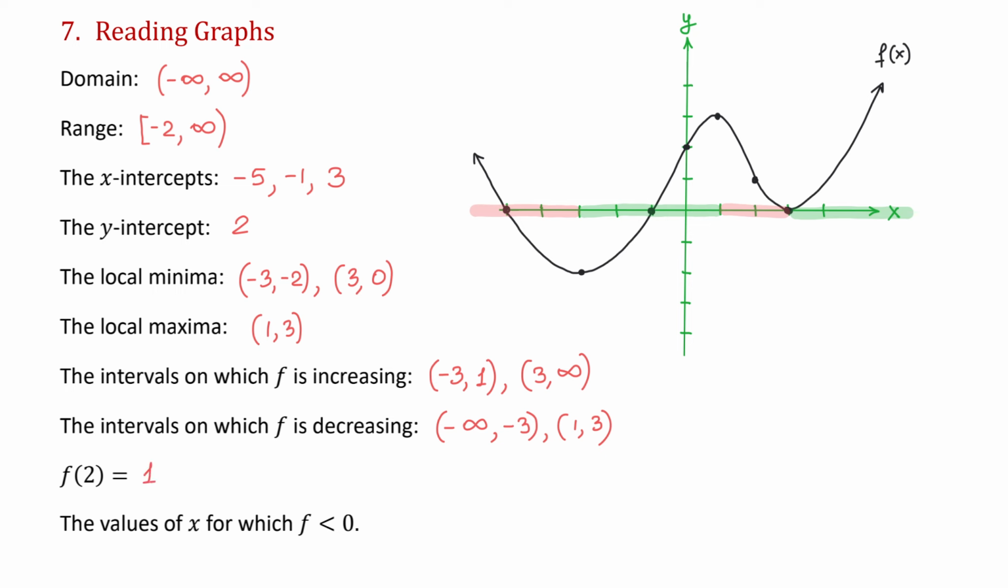And in the last question, we need all the values of x for which the function is less than 0. On the graph, this is the interval where the function is below the x-axis. And this interval is between negative 5 and negative 1. So we will write parentheses, negative 5, comma, negative 1. And we use parentheses because we don't want to include these numbers, because at negative 5 and negative 1 the function is 0, but we need the values of x for which the function is less than 0.